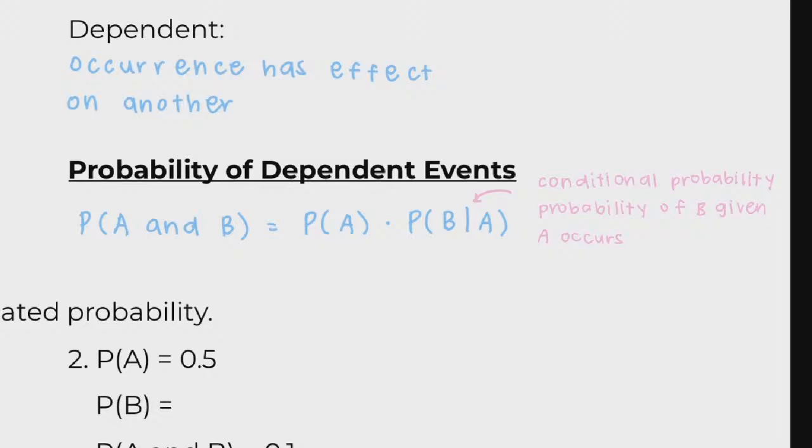Dependent means that the occurrence has an effect on another. So the probability of A and B is equal to the probability of A times the probability of B given A. So that little line through the middle means conditional probability. So it's the probability of B given that A occurs.